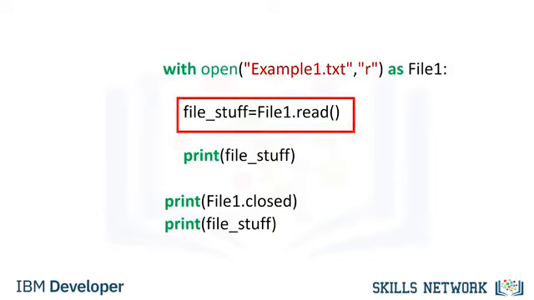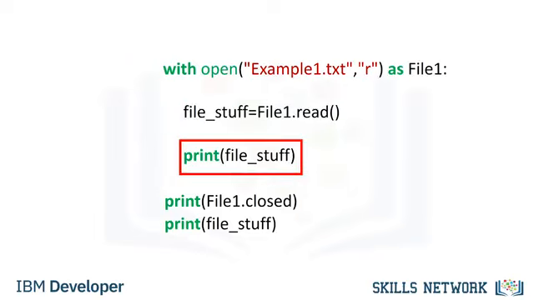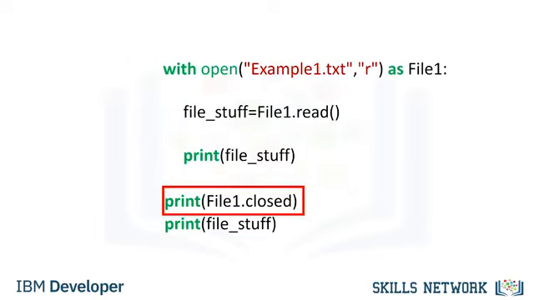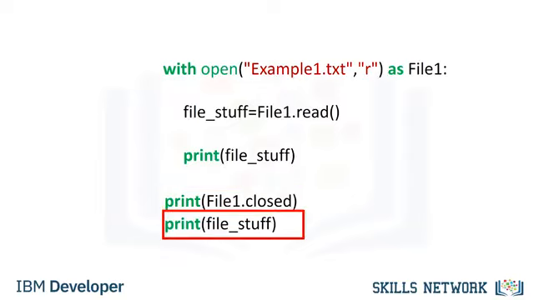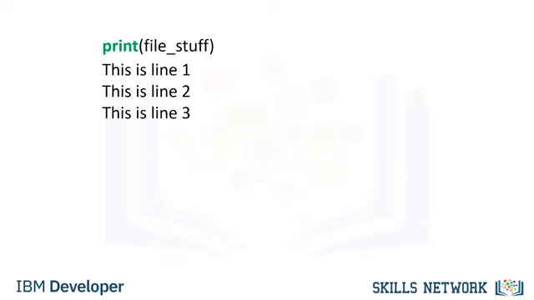The method read stores the values of the file in the variable file_stuff as a string. You can print the file content. You can check if the file content is closed, but you cannot read from it outside the indent. But you can print the file content outside the indent as well. We can print the file content. We will see the following.